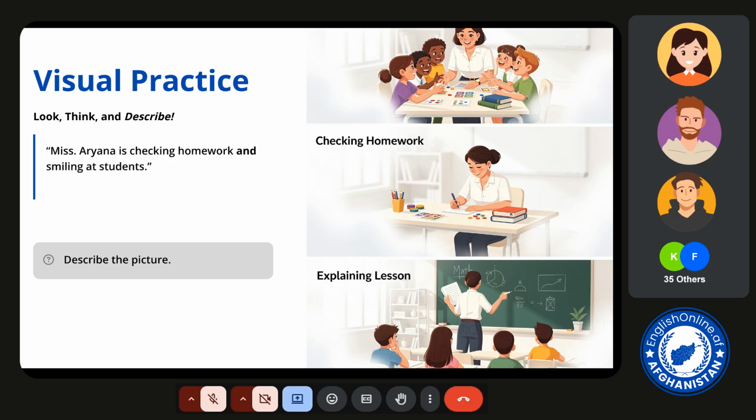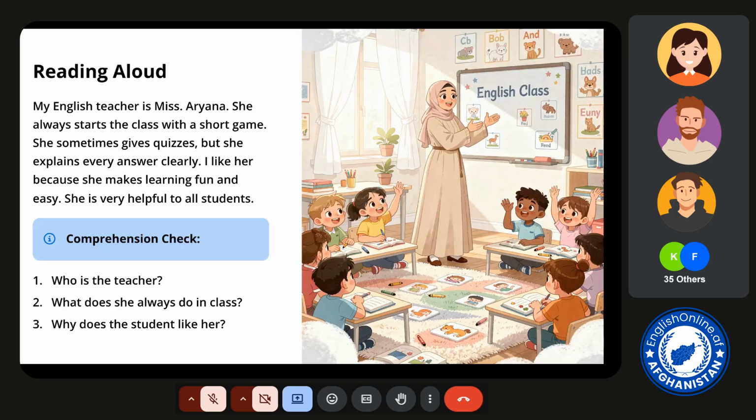Okay, guys. Now let's move on to the next slide, which is reading aloud. I'm going to read this passage once for you and I will translate it into Dari. After that, I'm going to ask one of your classmates to read it and translate it into Pashto, voluntarily. And next, you should pay attention and focus to find the answers of these three questions, which we have in the comprehension check. So now first I'm going to read it.